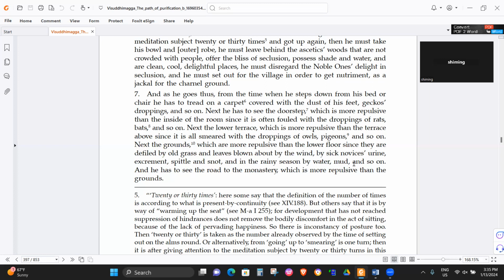Okay. All right. So do you understand from this one? What do you understand from this paragraph, number 7? I feel like it's the surrounding condition.